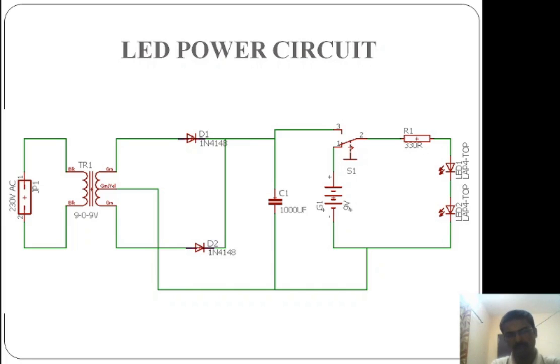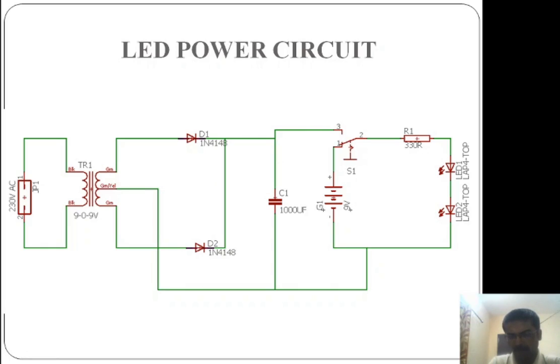Now consider this LED power circuit. We have previously seen one simple circuit. This is the original circuit, where 230-volt AC is applied to this connector. It is a jumper connector. This transformer steps down to 9 volt, so 0 and 9 volt will be received on the secondary side. A full wave rectifier and a capacitor filter are used, so that you will get a 9 volt DC in this line.